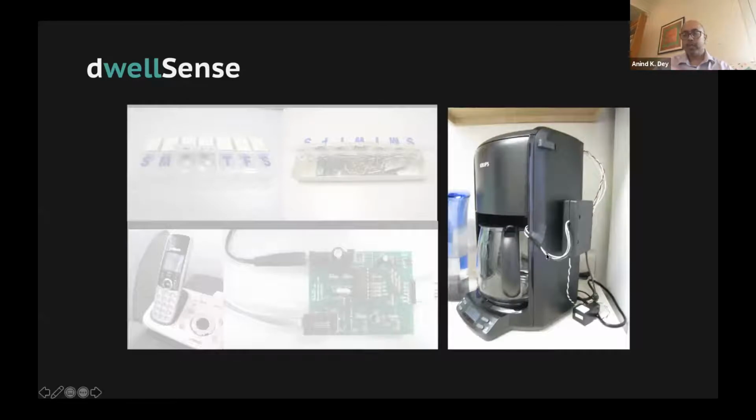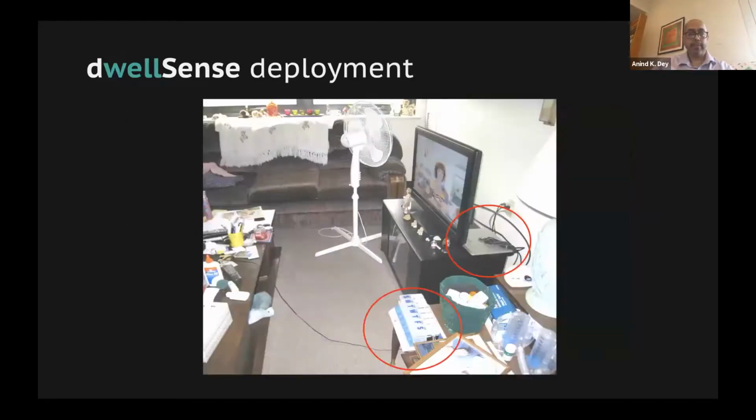And then here's an instrumented coffee maker. It's not the prettiest thing with sensors and wires hanging off of it, but he instrumented it to follow the coffee making process, from adding the water to the filter to the coffee grounds to pulling out the pitcher and pouring the coffee. So with this instrumentation, you can watch how people are performing these fairly simple activities of daily living.